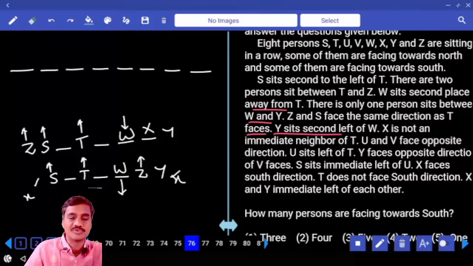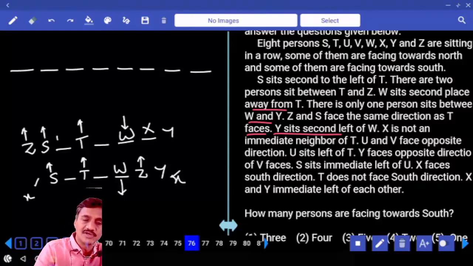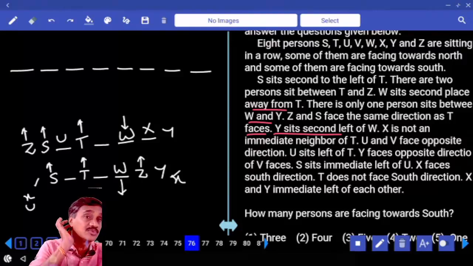U and V face opposite directions. U and V, they are in opposite directions. And U sits to the left of T. U is to the left of T. And here also, U is to the left of T. What is the possibility? Can you have U at this first place?